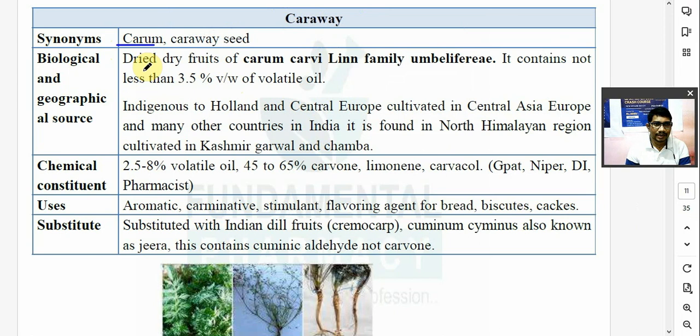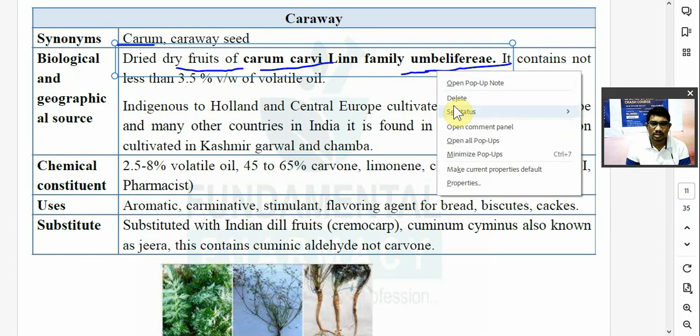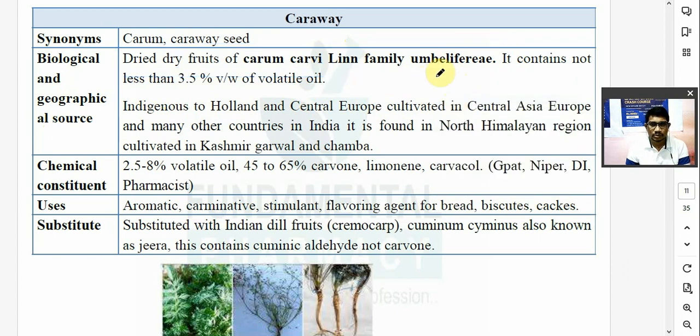So what is it? Dried fruit. Caram, caraway. What is the family? Umbelliferae. Umbelliferae family has specific characters, the fruits of the umbelliferous family. If you try to break them down, they will break down into two identical slices. So if you break the caraway, one half will separate from the other half.